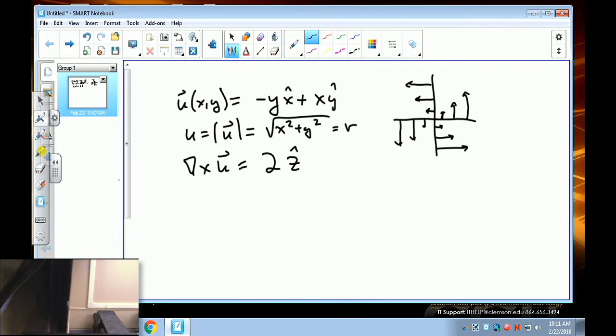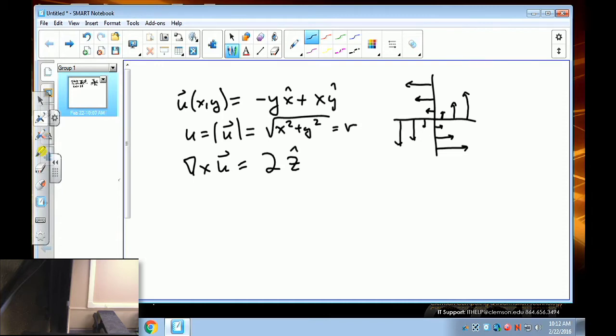If you took the curl meter and put it up with the axle, say, along the x-axis, you would get no rotation of the curl meter. If you looked at this field from the side, say from along the x-axis, it would have no rotation. And the 2 there gives you an indication of the strength, the relative rate of rotation.